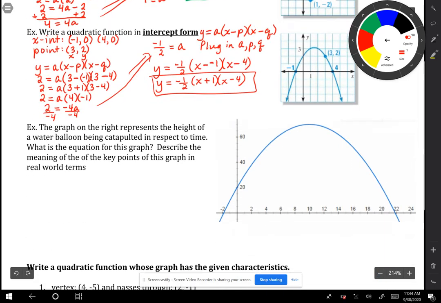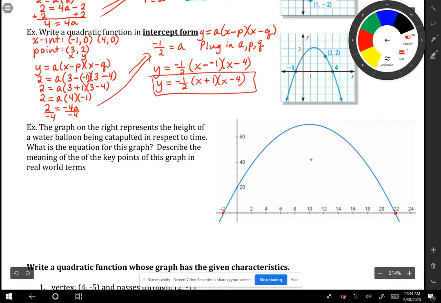Right. The graph on the right represents the height of a water balloon being catapulted in respect to time. What is the equation for this graph? Describe the meaning of the key points of this graph in real-world terms. So in real-world terms, these are your x-intercepts. This is your vertex approximately.